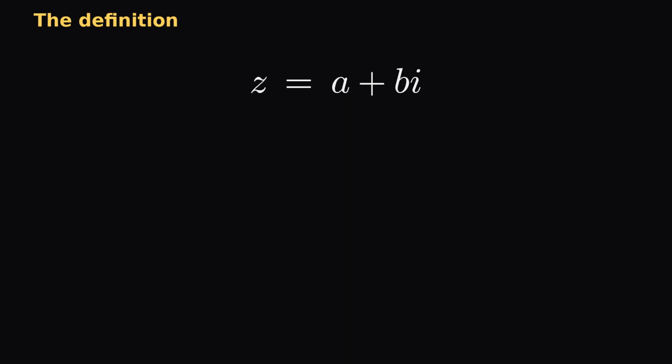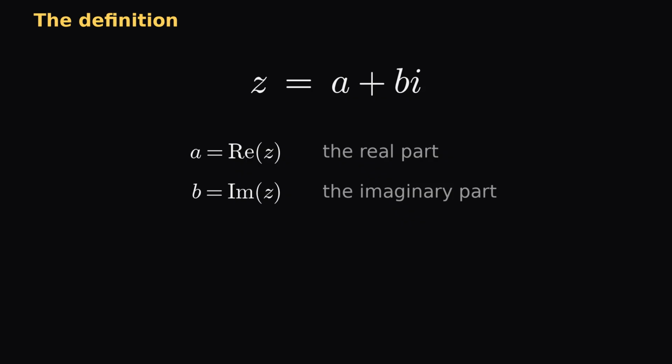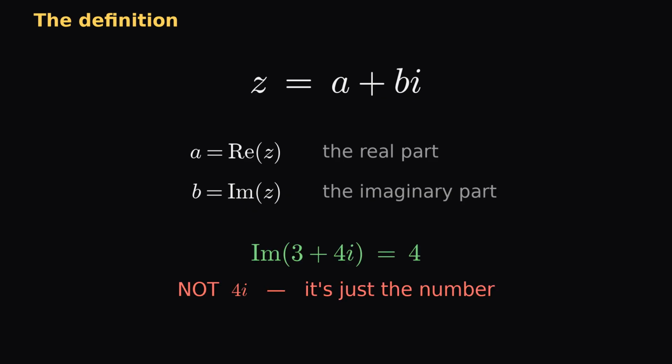A complex number is written z equals a plus bi. a is the real part, b is the imaginary part. And watch that second one. The imaginary part of 3 plus 4i is 4. Not 4i, it's just the number. Losing the i there is a standard exam slip, and it's worth being careful about from the very start.